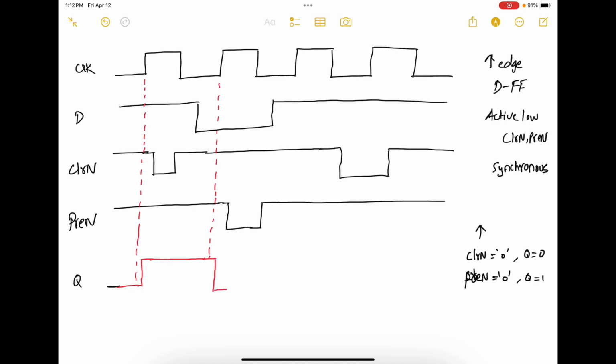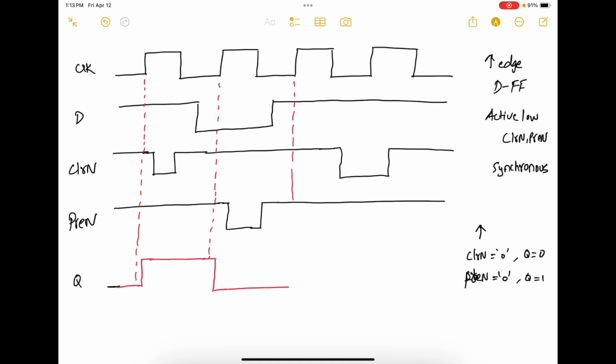Again, PreN is going low here. You expected the output to be 1, but since it's a synchronous signal, it's not going to go to 1 since it's not happening at the rising edge of the clock. So it's going to remain 0 until the next rising edge.